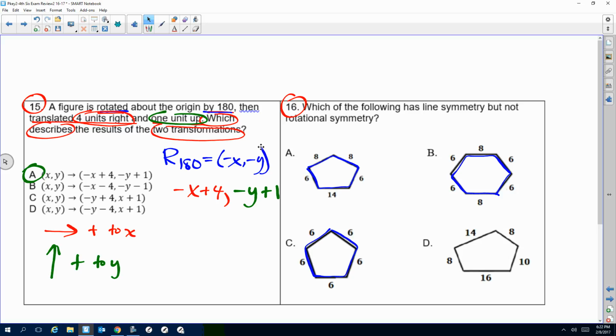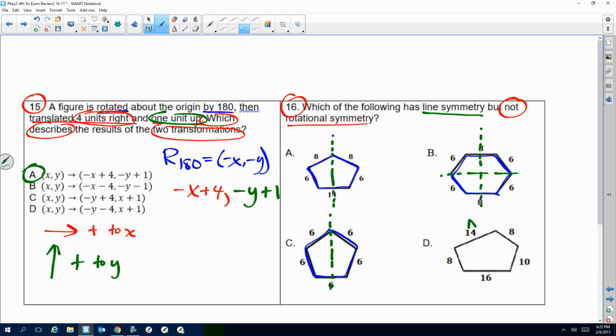Line symmetry, but not rotational symmetry. Okay. So line symmetry means I can draw my line through it, and it will be reflective. So that has line symmetry. We have line symmetry here. I have actually more than one line. Okay. I have line symmetry here. No line symmetry. So I can't even use D. Okay. Now, no rotational. Rotational symmetry means I can turn it and it will map to itself.